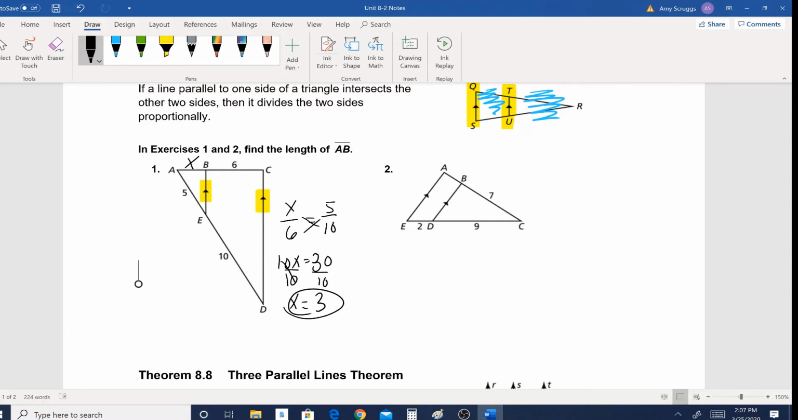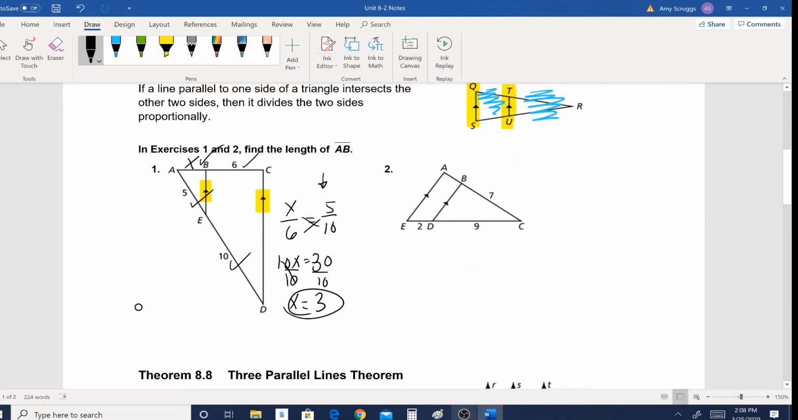And some people are probably thinking, okay, Ms. Scruggs, I can just use my common sense and look at that, because if 5 is half of 10, then this must be half of 6. And what you just did in your head is exactly what I'm trying to show by cross-multiplying. So you're doing it already in your head. You do this all the time and don't even realize it.